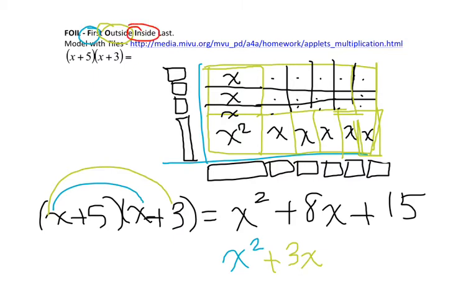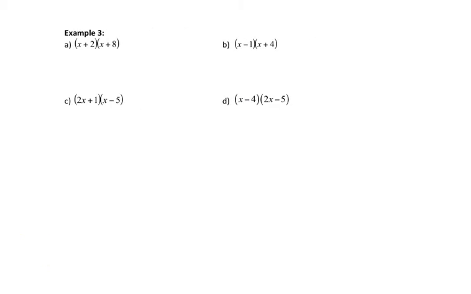Inside is when I multiply the numbers on the inside, 5 times x. Last is when I multiply my last two numbers, the 5 and the 3. And notice if I collect my like terms, I put those together and I end up back with that same result. So we can use FOIL or we can use the visual method.